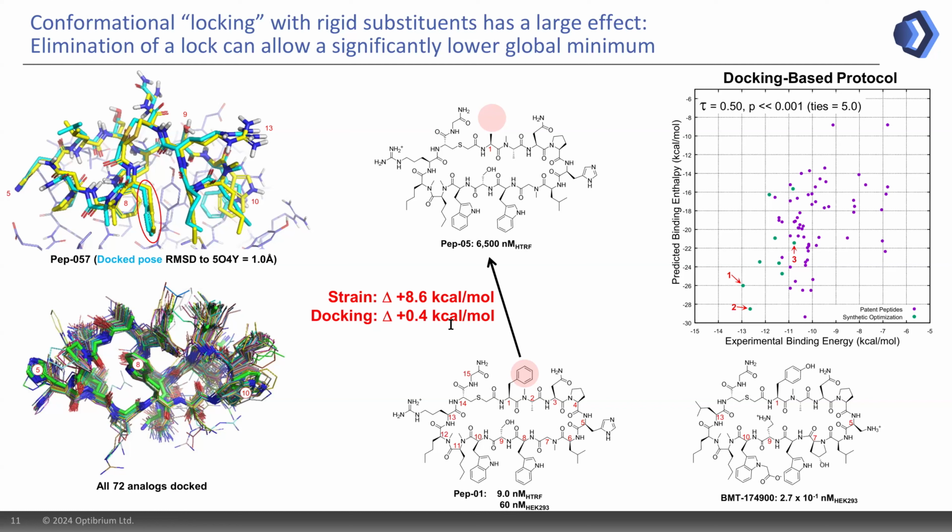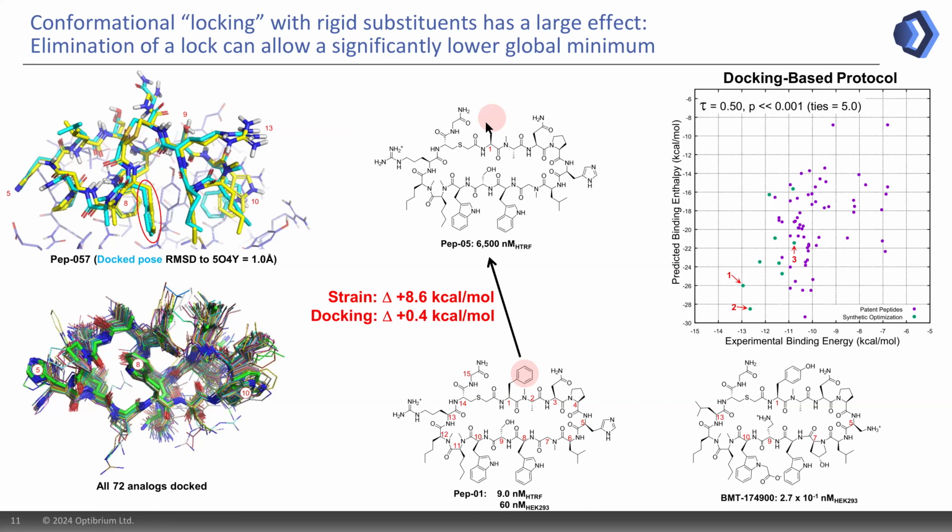The docking estimated enthalpy changes hardly at all. That's within the noise, really, of these kinds of calculations. But the strain jumps up by nearly 9 kcal per mole. And that's because this phenyl, what it's actually doing to this macrocycle is providing a conformational lock. Essentially, think of a wrestling move, like an arm bar, where with that there, the victim, in this case, the macrocycle, can't twist out of it.